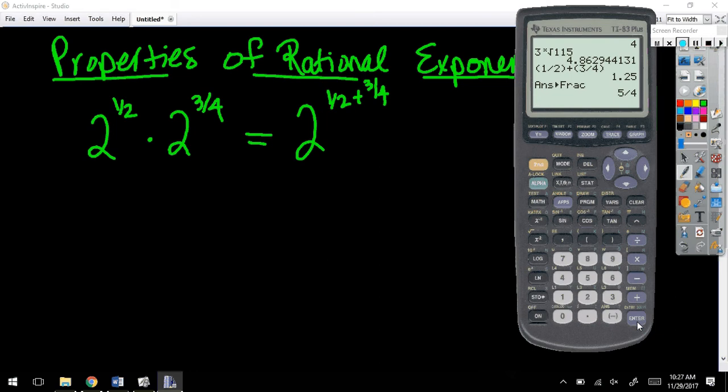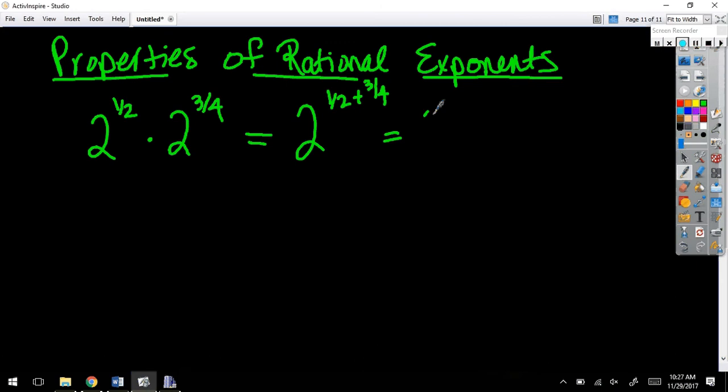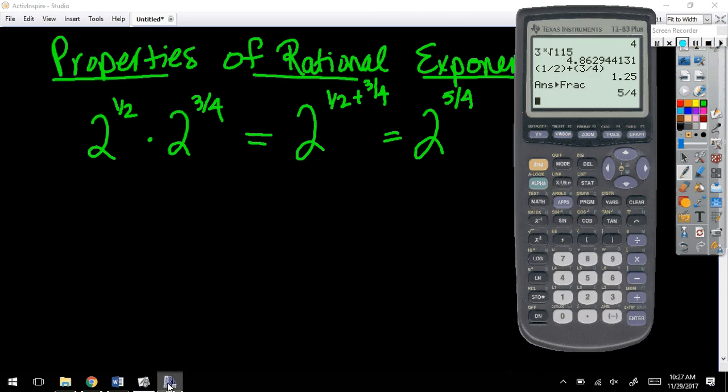5/4. Enter, and I get 5/4. Okay, then what do you do after you enter the fraction? You put math, fraction, math, enter. What you get is 5/4. If you have any problems, ask me again. Could it also be 3 and 1/4? Well, you want to leave it as an improper fraction whenever you're talking about exponents.